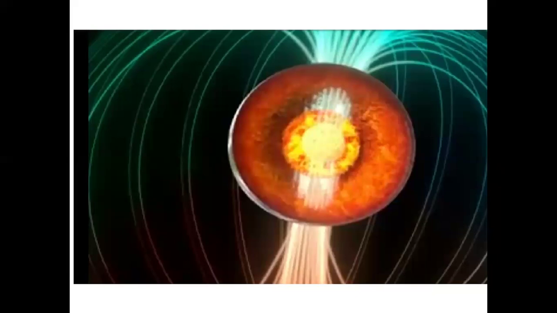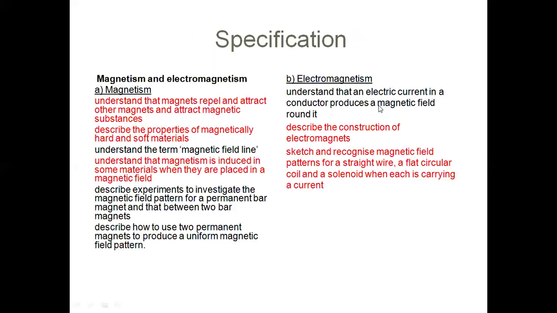So students, today's video is made on simple phenomena of magnetism, electromagnetism, and applications of electromagnets. This video consists of two parts. The first part, we will discuss magnetism. That is, we will understand that magnets repel and attract the other magnet. In the same way, it attracts the magnetic substances.